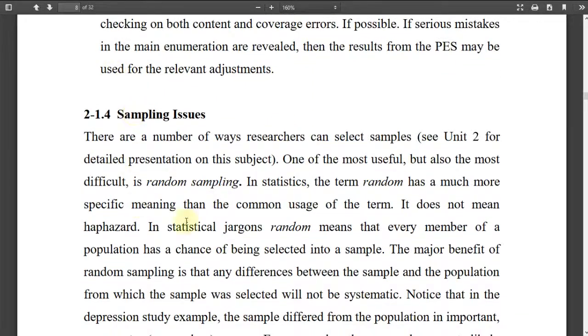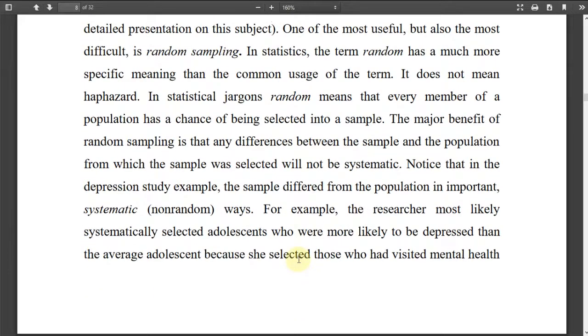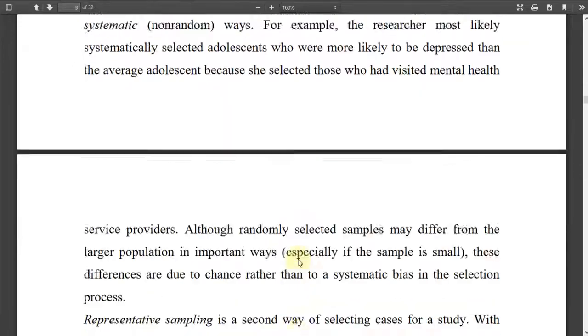And then we'll come to the sampling issues, and we say that there are two basic ways. You can either sample randomly or non-randomly.